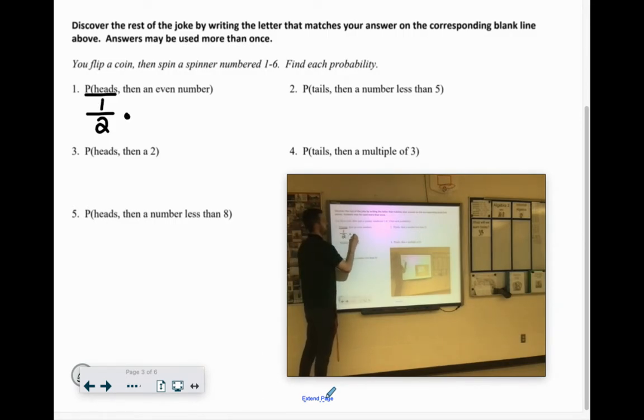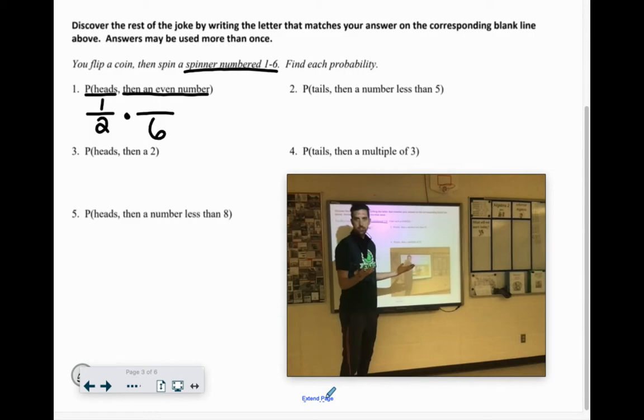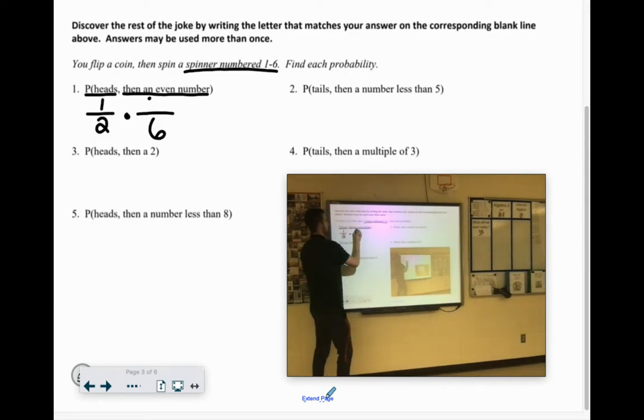We're going to multiply that by the spinner. Now the spinner is numbered 1 through 6, so there are 6 possibilities. It says what's the probability that we're going to get an even number. So how many of those 6 are even? That would be 3 of them, right? 2, 4, and 6. So we say 1/2 times 3 over 6.